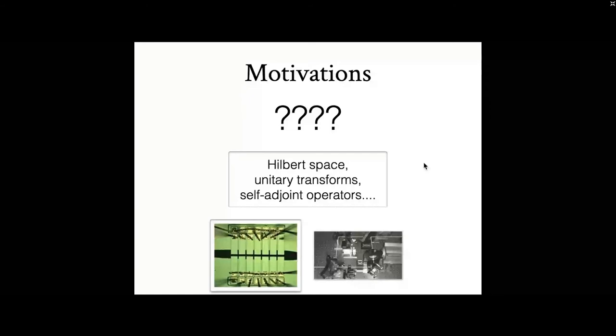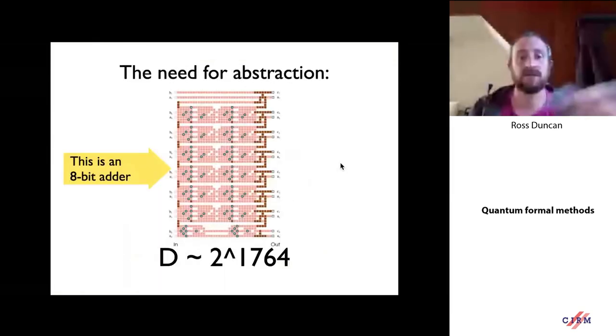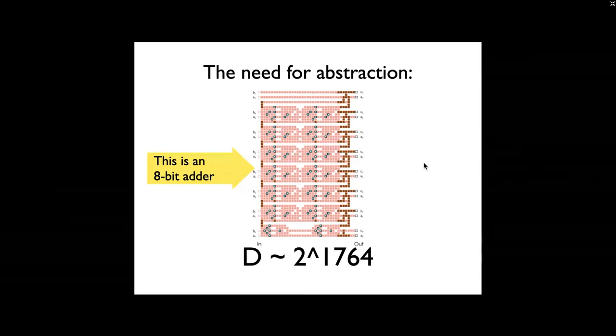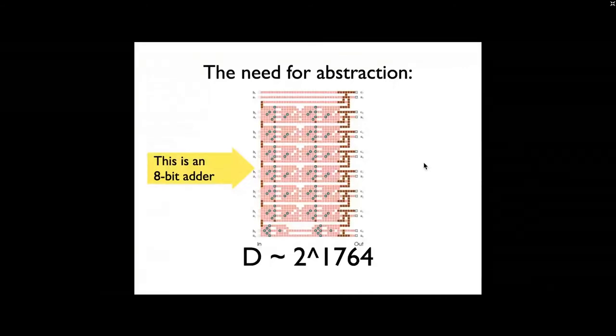And we really do need such a thing, because if we want to reason about quantum programs which are large, like this thing that I showed you earlier, it's a measurement-based quantum program. If you count the squares in the diagram, there's around 1,700 of them. So the Hilbert space dimension of this program, of this quantum computation, is 2^1764, which is an awful lot of dimensions for something which is quite simple, because it's just an adder, like an 8-bit adder. So we're not going to be able to prove any interesting properties of quantum systems if we're working in the Hilbert space formalism, because there's just too much of it. So we need to find some abstraction which works.